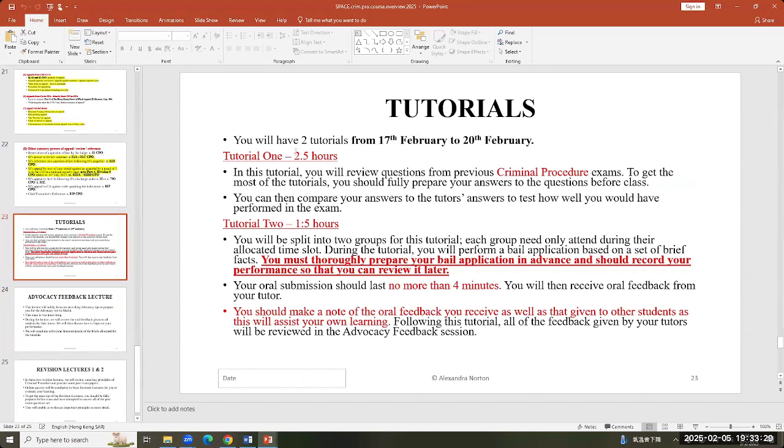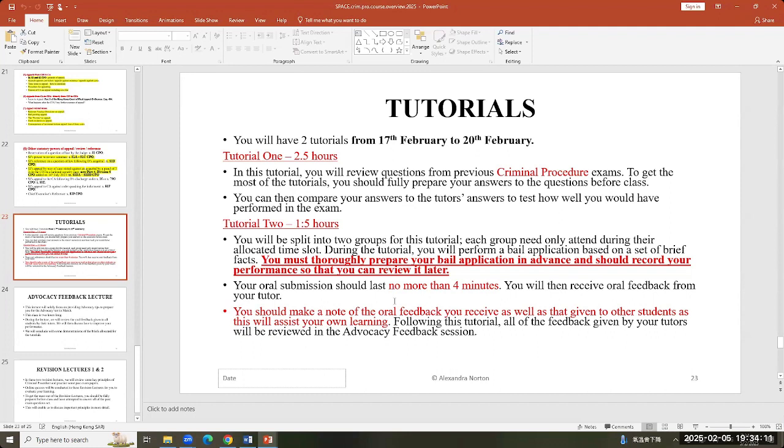And then we have the tutorial. So as part of your second tutorial, obviously you're going to prepare your bail application, but you must bring in a recording device so that you can record yourself, and not just an audio recording, like a video recording. So your iPad, laptop, smartphone, whatever it is, you must record yourself. Why? Because I think it's critical to view self-evaluating your own performance. I want you to review the video of your recording afterwards and think about how you could have improved it.